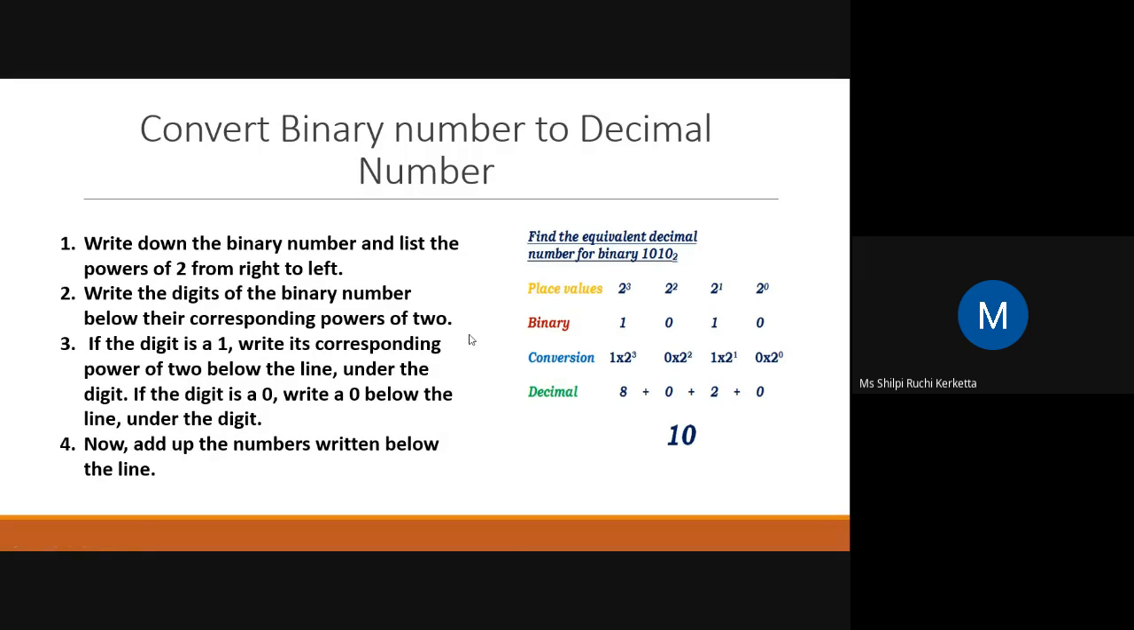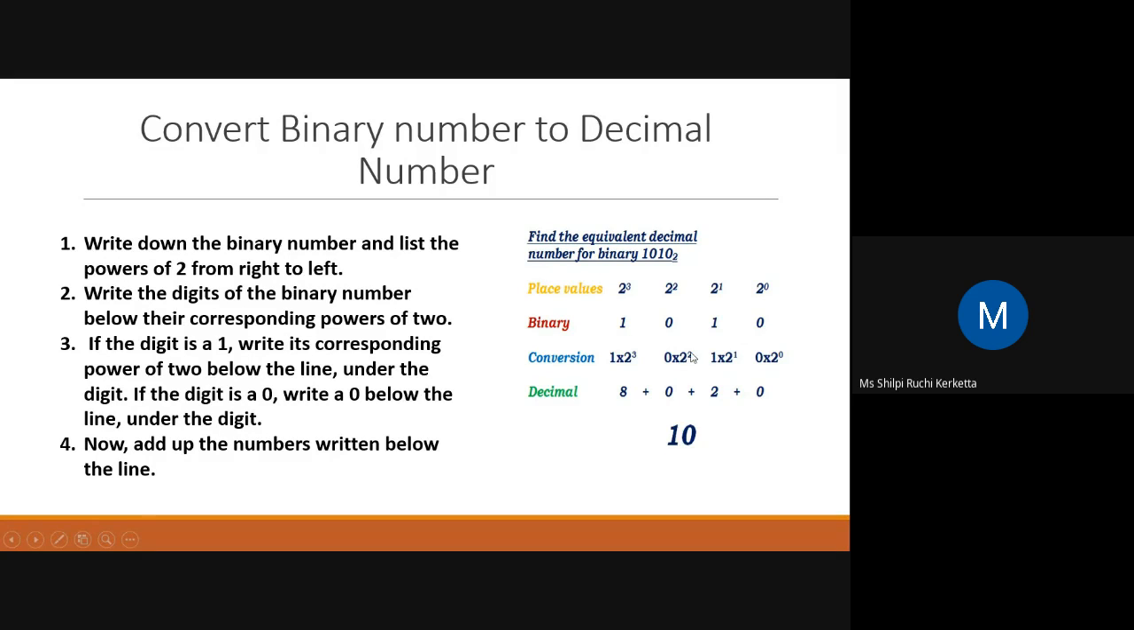So this is how we are doing these 4-bit numbers. So there we will learn what we have done. So what are the steps involved to convert a binary number to a decimal number? So this is a binary number, 1010.